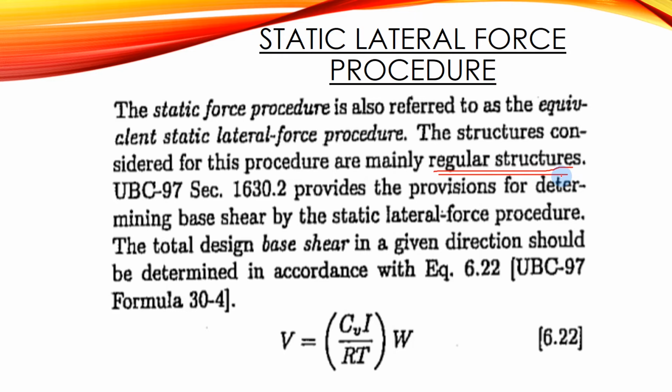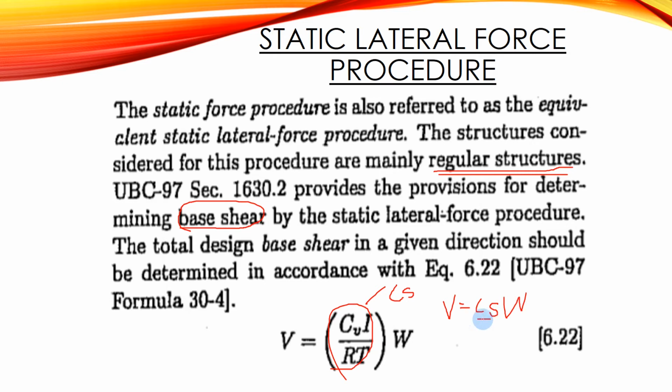Then UBC section 1630.2 provides the provision for determining base shear by the static lateral force procedure. So the total design base shear in a given direction should be determined in accordance with equation 6.22. Okay, so our task now is to get the base shear of our structure. I think this is the formula that I gave last time. Here, CS is the lateral or base shear coefficient. From the general formula, base shear should be equal to CS times W.